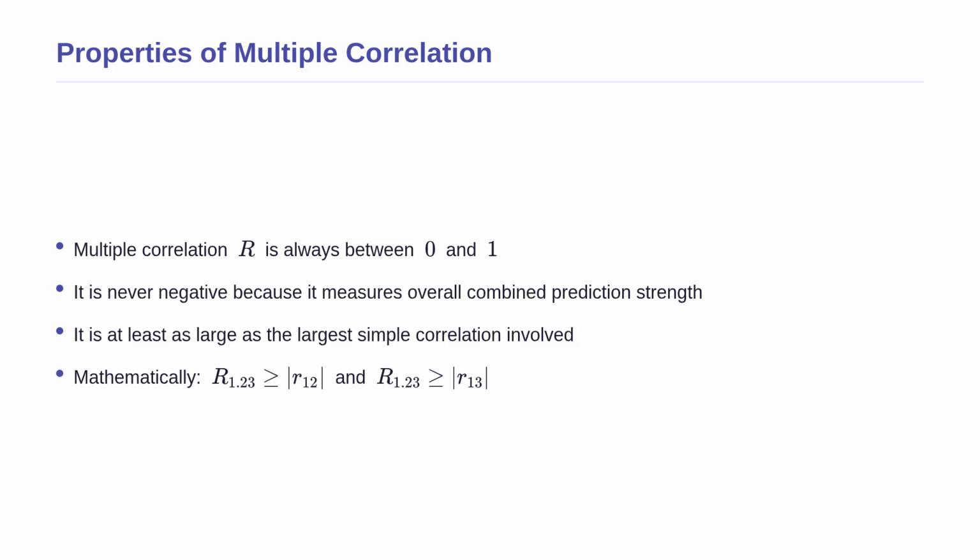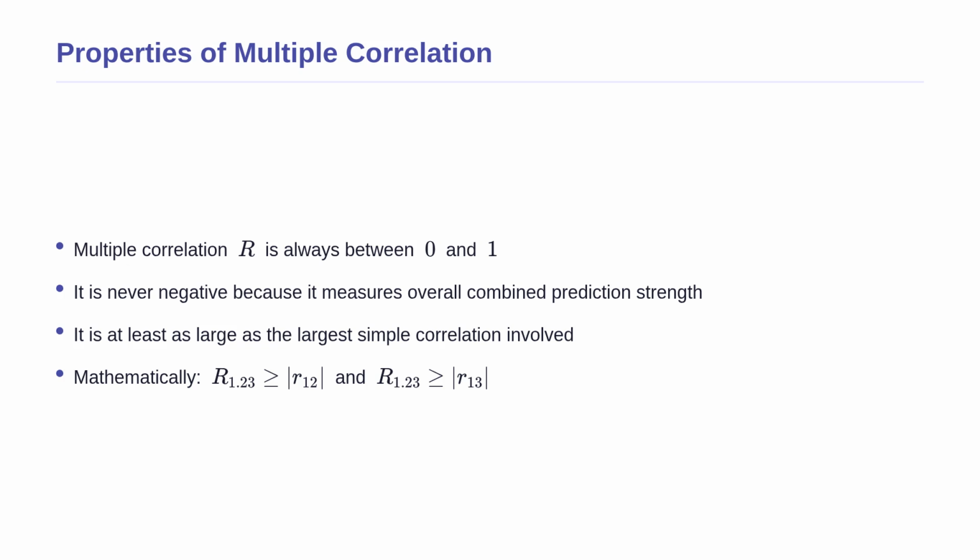Before we calculate anything, we must understand the mathematical properties of the multiple correlation coefficient. First, it is always between 0 and 1. Unlike simple correlation, it is never negative because it only measures the overall strength of the combined prediction. Second, it is at least as large as the absolute value of the largest simple correlation involved.